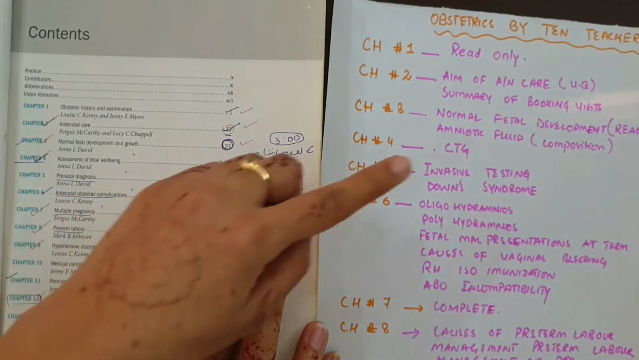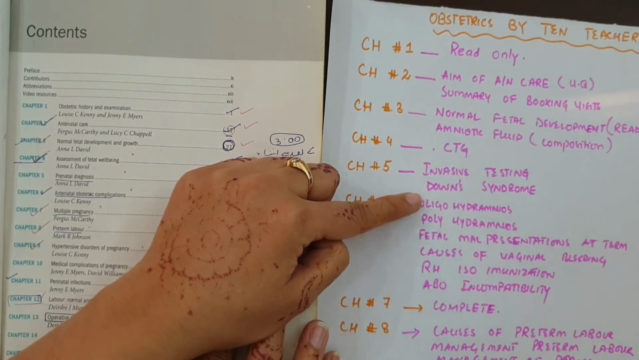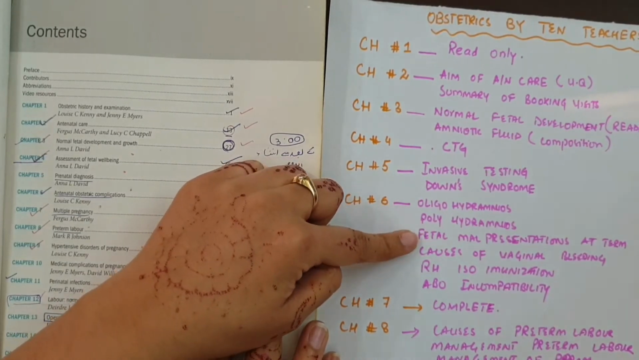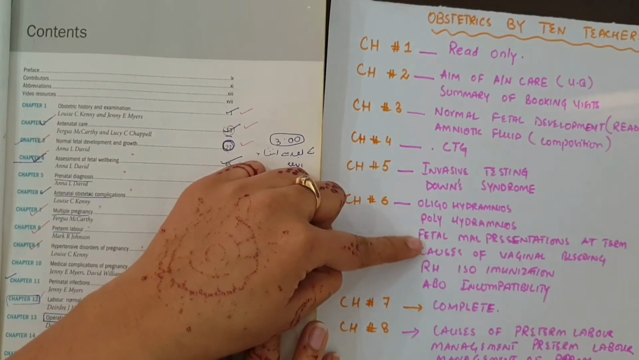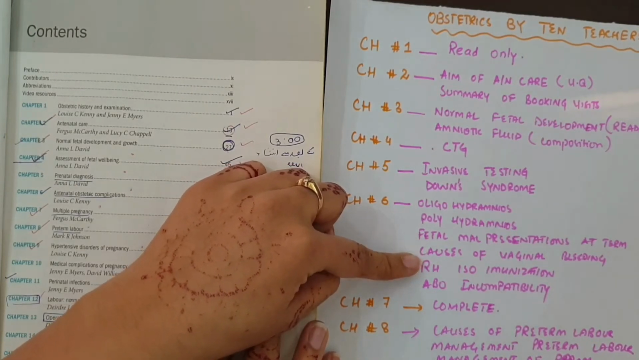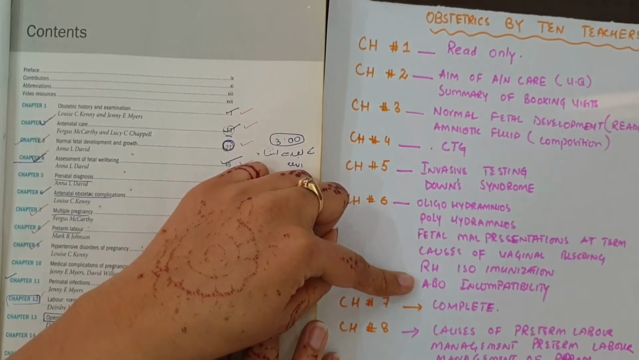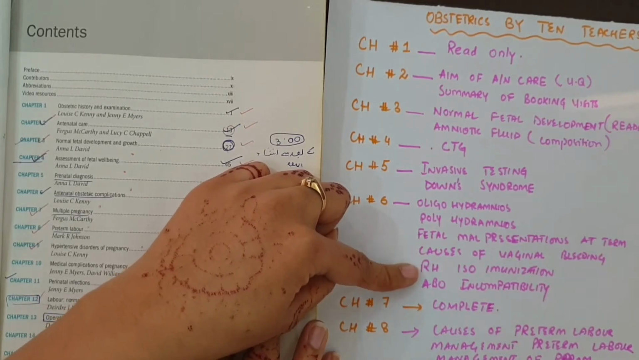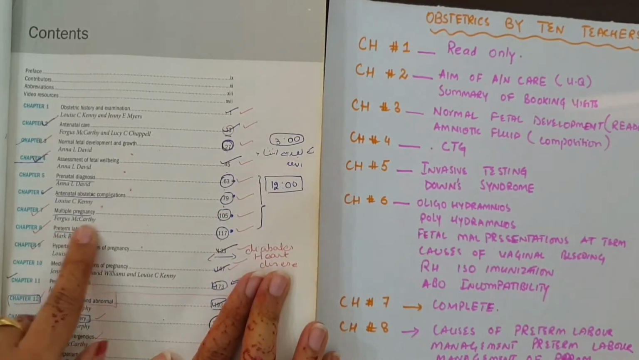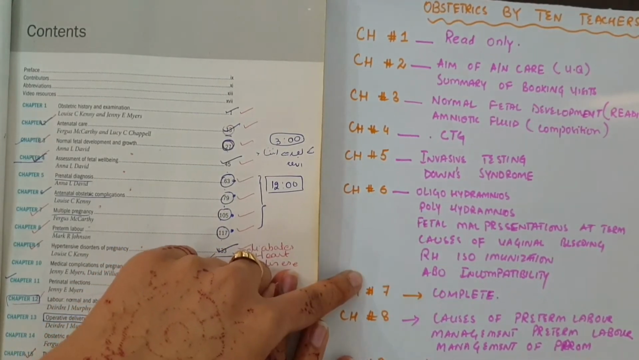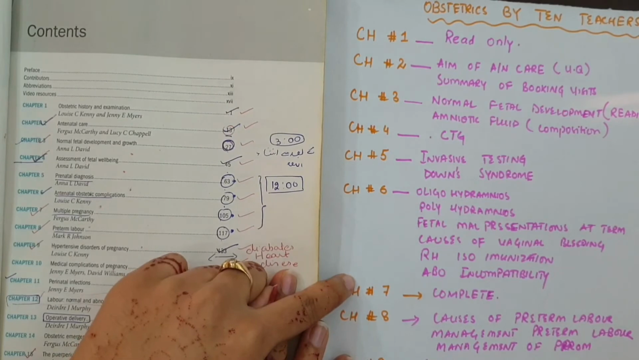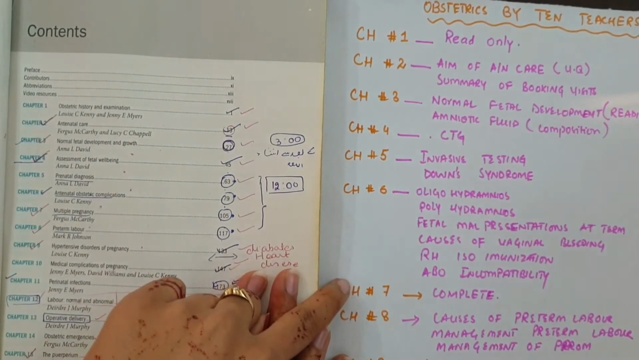In this chapter, you will read oligohydramnios, polyhydramnios, fetal malpresentations at term. These are all SEQs, and causes of vaginal bleeding is also an important SEQ. RH isoimmunization and ABO incompatibility, this is also a very important SEQ. Chapter 7, which is about multiple pregnancy, is a complete chapter, which is very important for SEQs, and you will read this complete chapter.